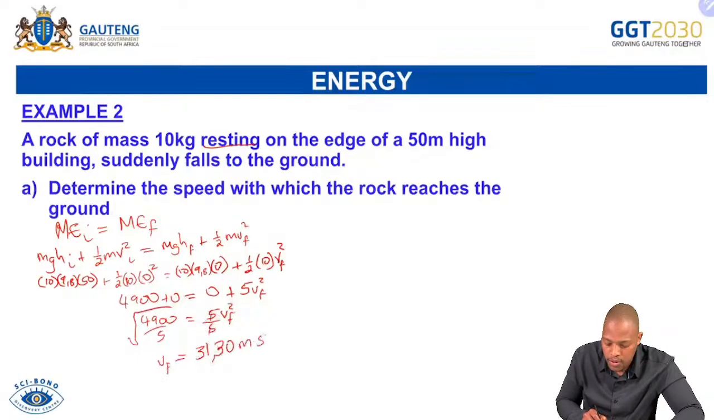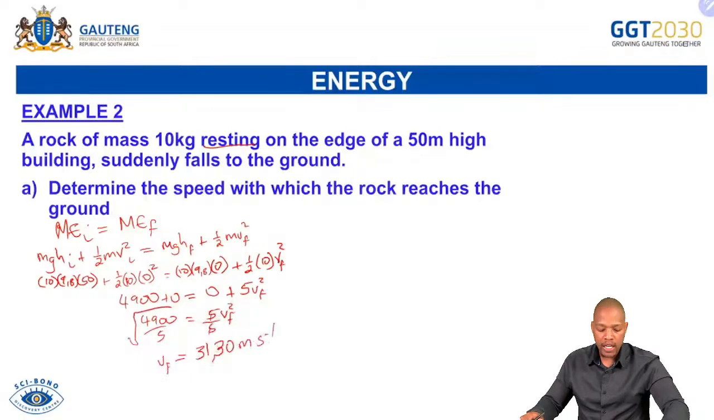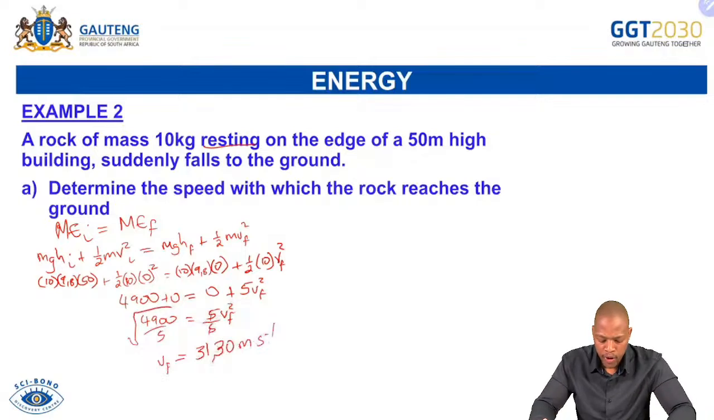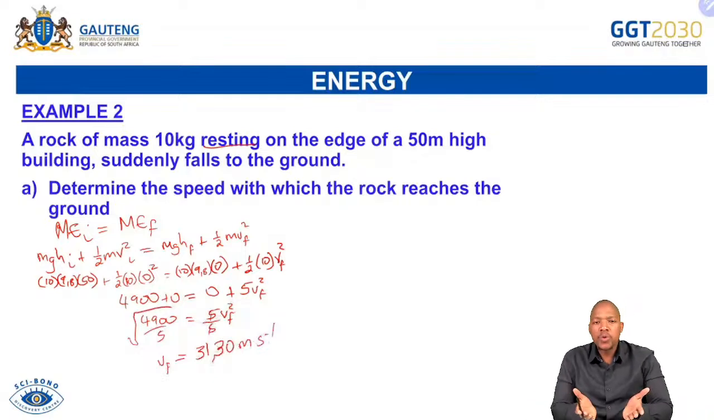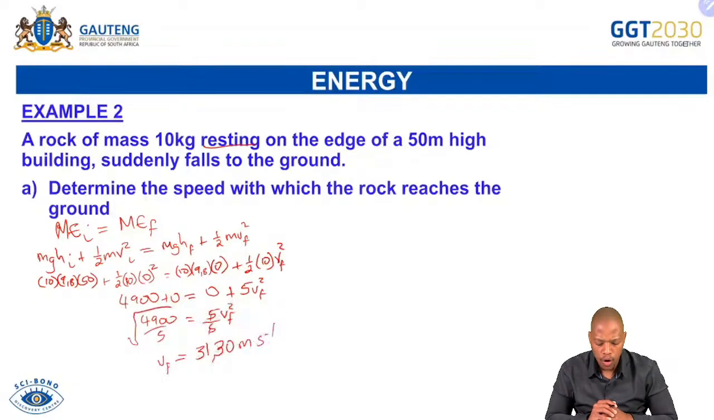31.30 meters per second. I would hope that at least you are also working with me then to check if you are able to answer these questions. So this is how you determine the velocity using conservation of mechanical energy. There's really nothing more to this.